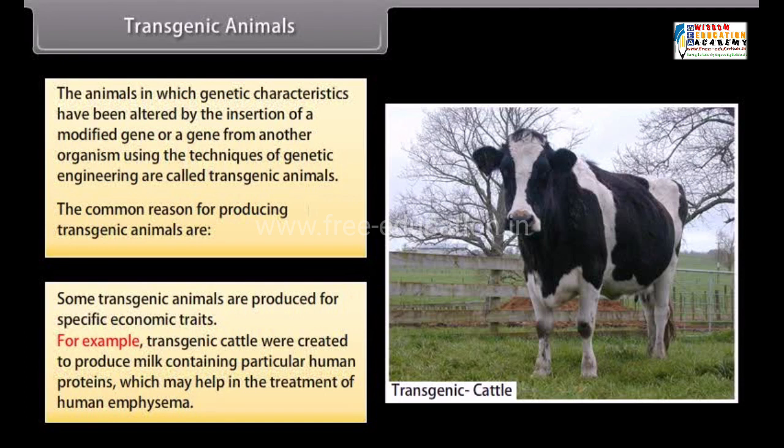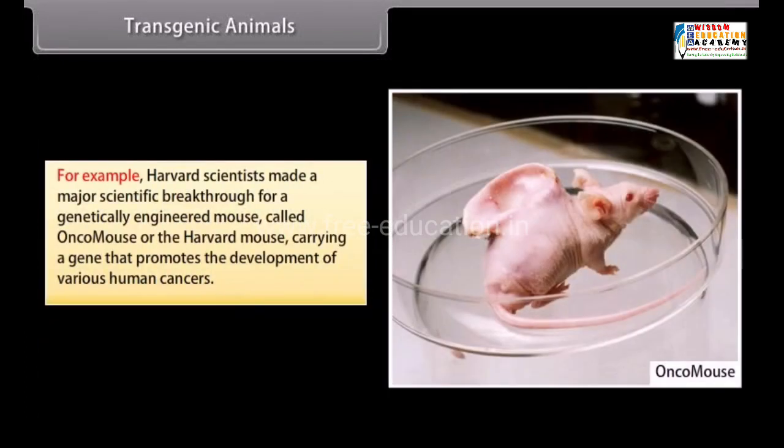human emphysema. For example, Harvard scientists made a major scientific breakthrough with a genetically engineered mouse called OncoMouse, or the Harvard mouse, carrying a gene that promotes the development of various human cancers.